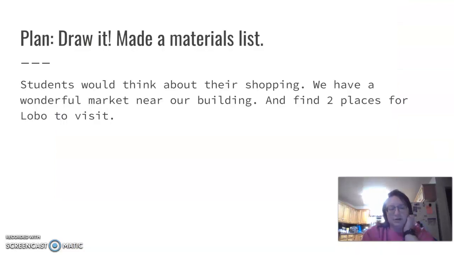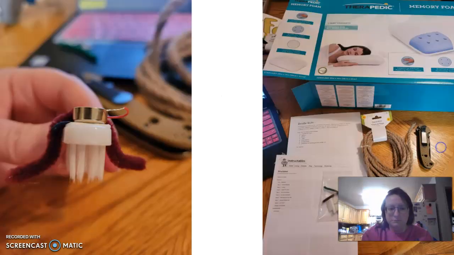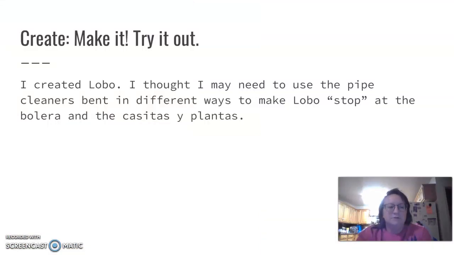So when drawing it, I think students need to think about where they wanted to have their Lobo go shopping, and they could alter their BristleBot to make it look like Lobo or a wolf. So here's my version of Lobo. I did end up putting some eyes on him and used the different pipe cleaners, and there are all my supplies that I used as well.